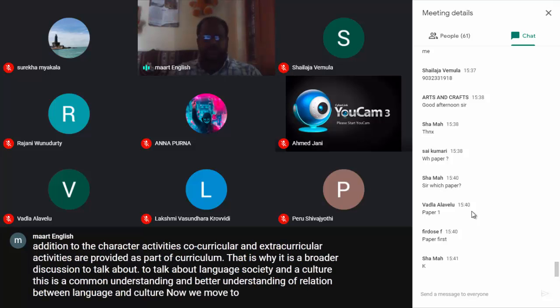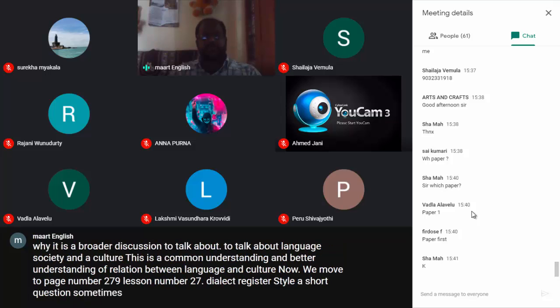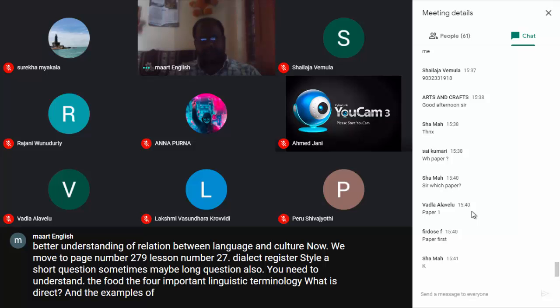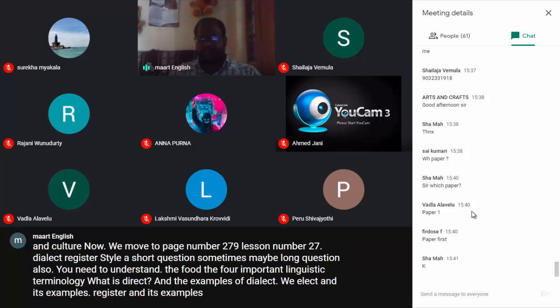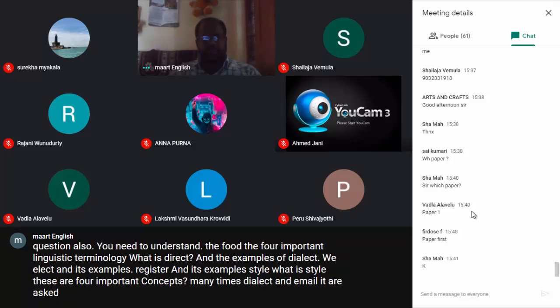Now we'll move to page number 279, lesson number 27: Dialect, idiolect, register, style. A short question, sometimes maybe a long question also. You need to understand four important linguistic terminologies. What is dialect and the examples of dialect? Idiolect and its examples. Register and its examples. Style. What is style? These are four important concepts. Many times, dialect and idiolect are asked together. Register and style can be asked together as a question.